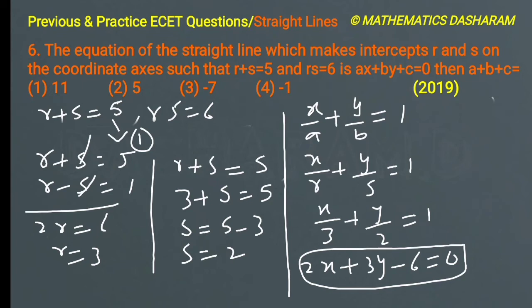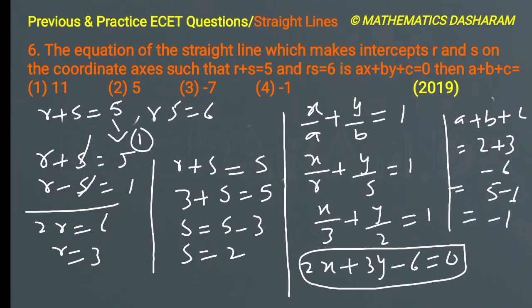So this equation compare with the given equation in the question, that is ax plus by plus c equals 0. Then he is asking what is the a plus b plus c answer. a value 2, b value 3 and c value is minus 6. So 5 minus 6 equals minus 1. So option 4 is correct.